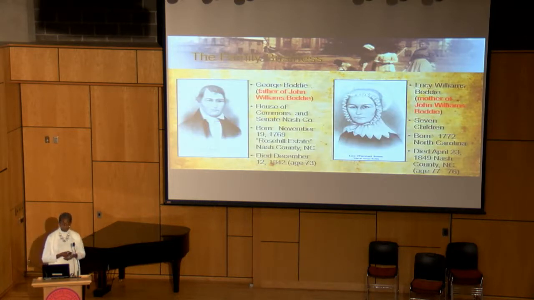Here we actually see portraits of his parents. This is George Bodie, and that is Lucy Williams Bodie. They are the parents of John Williams Bodie. He was in the House of Commons in Nash County, and she bore him 7 children. She was the second wife. George Bodie had about 11 children, and we see them living to pretty good ages.